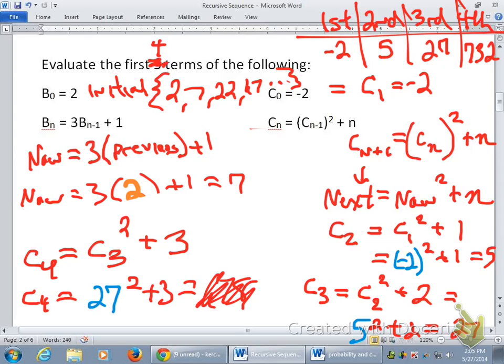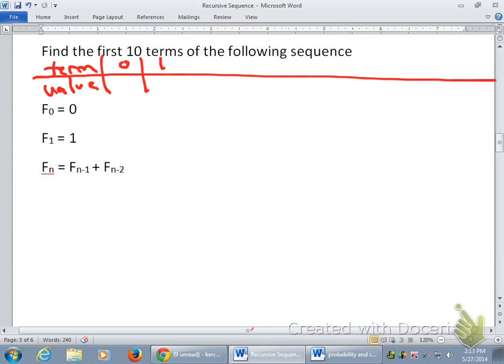Yeah. Okay, so this is a famous one. The 0th term right here is 0 because they gave me that. The first term is what? 1 because they gave me that. Now I have to find the second term. So to find the second term, I'm going to use my recursive formula. So I'm going to plug in what they've given me.